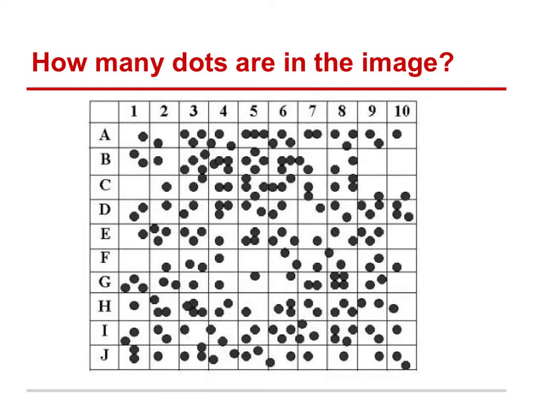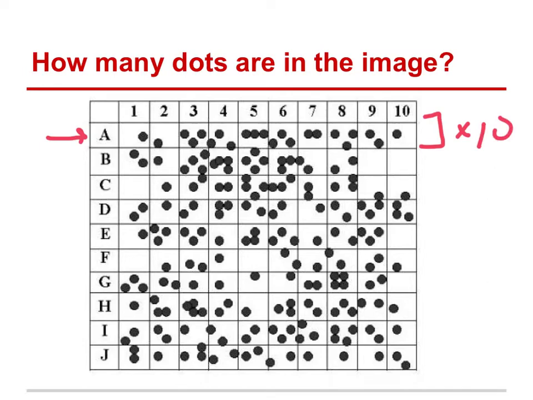Now there are several ways or strategies that you may have employed to estimate the number of dots in this image. One strategy you may have used is, instead of counting all of the dots in all of the rows, maybe you chose one row and counted the dots in that row. And then you said, oh, there are 10 rows, so let's just take my answer and multiply by 10.